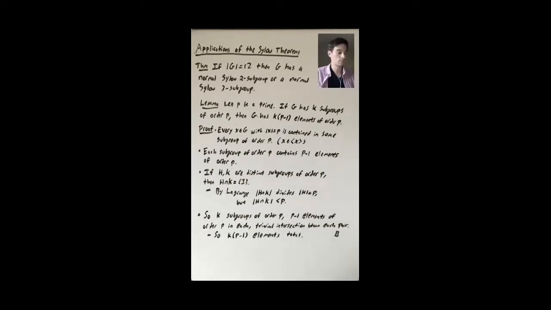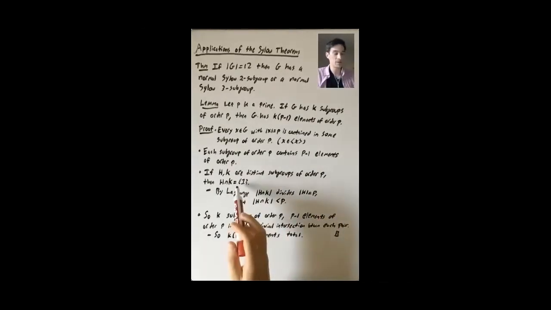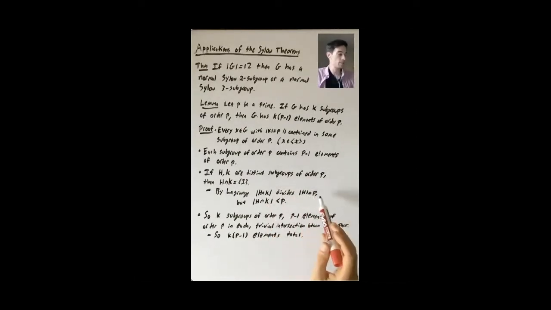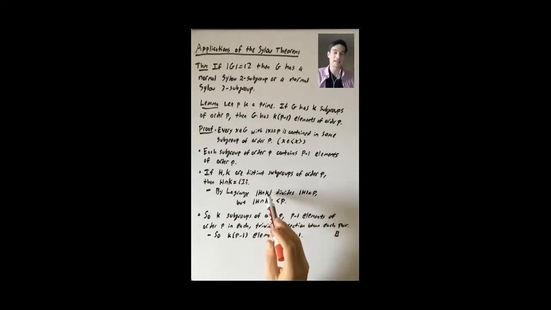So how do we know that the intersection is trivial? By Lagrange, H intersect K is a subgroup of H. So the order of H intersect K divides the order of H, but that's p. What does that mean? The order of H intersect K is either 1 or p. But we know that H intersect K is smaller than H, because these are distinct subgroups of order p. That means there's something in H that's not in K, and there's something in K that's not in H.